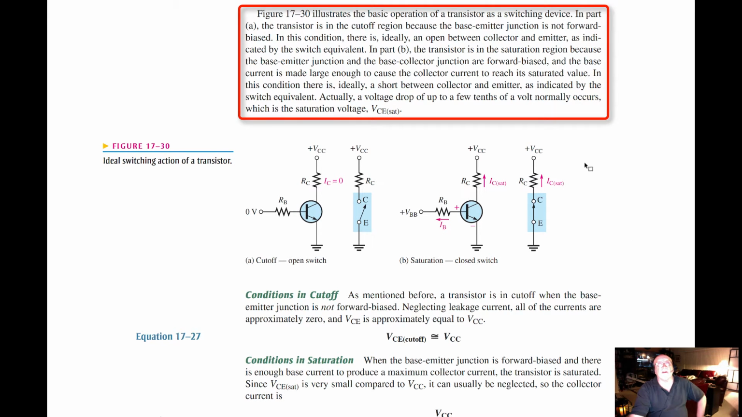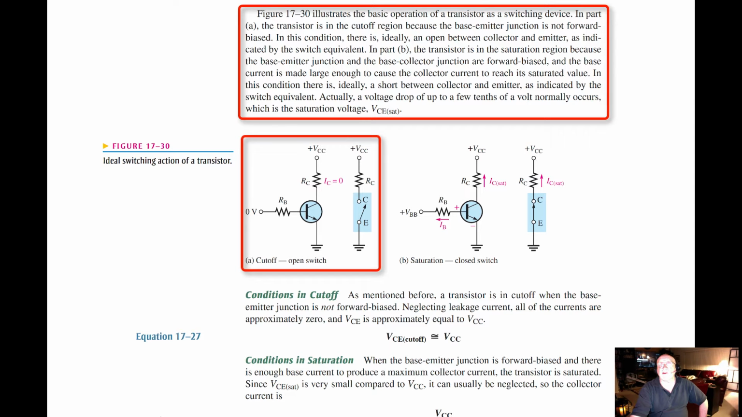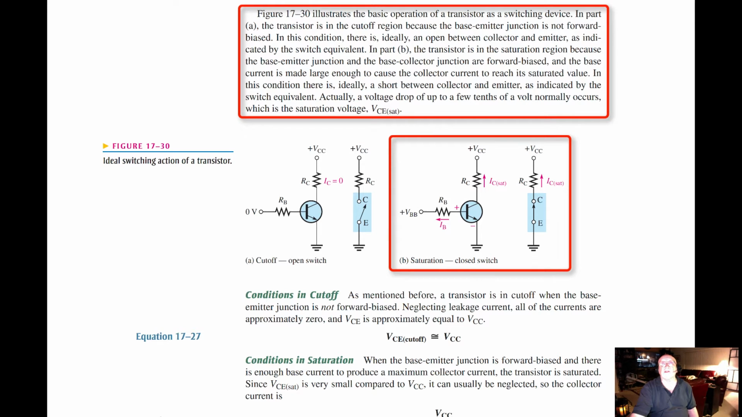Below you can see the illustration of the basic operation of a transistor as a switching device. In part A, the transistor is in the cutoff region because the base emitter junction is not forward biased. In this condition, there is ideally an open between the collector and the emitter, as indicated by the switch equivalent to the right.